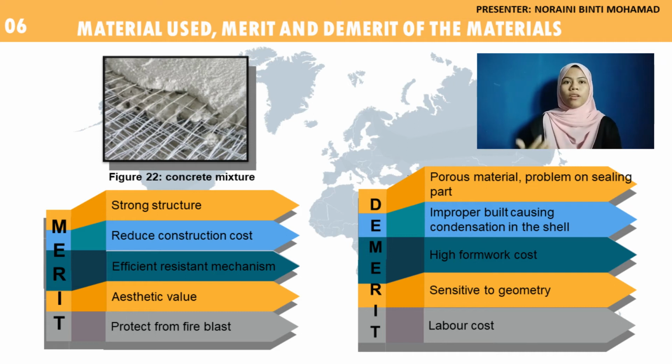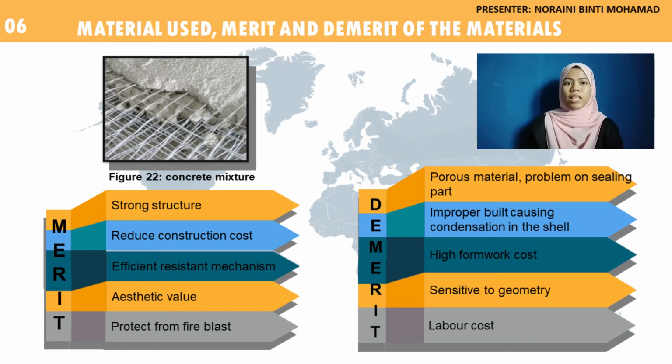The merit of using concrete as the main structure of the shell structure is obviously that it becomes a strong structure which can allow a wide area to be spanned even without the use of internal support. Next, it could reduce the construction cost as concrete is not that expensive. Other than that, the structure can provide an efficient resistance mechanism which allows getting maximum structural advantages. Other than providing aesthetic value, it can also protect the building from fire blasts.